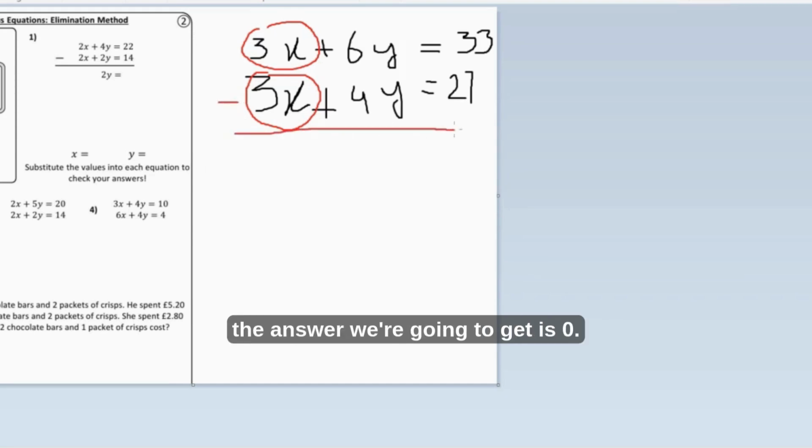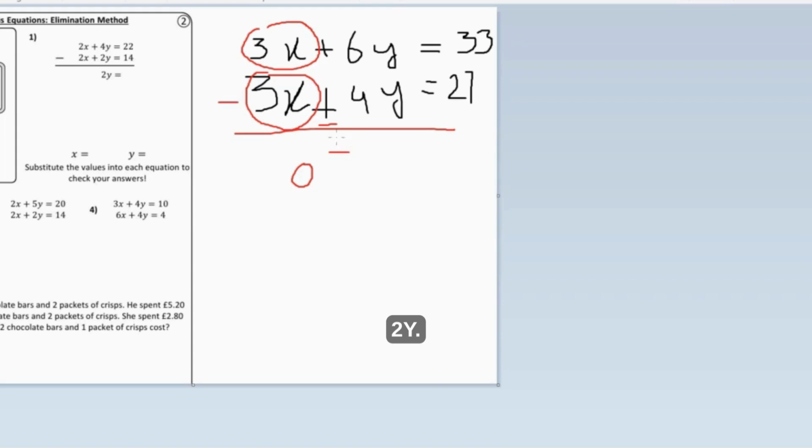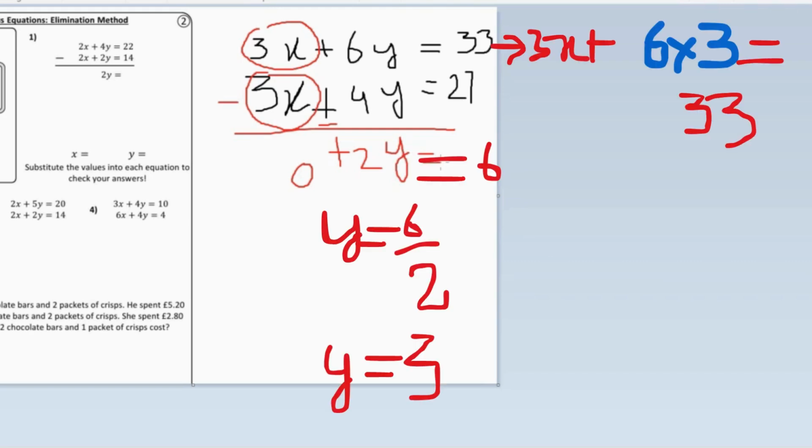So when we subtract, the answer we get is 0. And here you have to subtract again. 6 minus 4 equals 2y. It's going to be plus 2y. What's the answer for 33 minus 27? Okay, so 33 minus 27 equals 6. Now you have to apply the inverse operation, which means that 2 is in multiplication on the left side, so when it goes to the right side, it becomes division. So 6 divided by 2 equals 3. So the value of y is 3. The next step you're going to do is substitution.